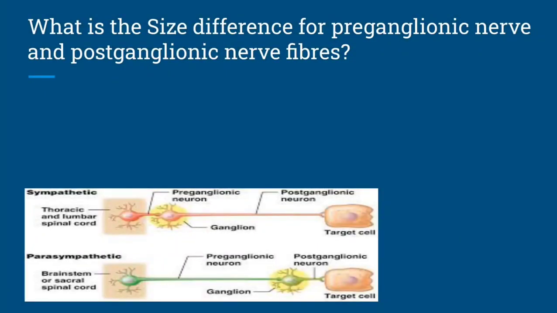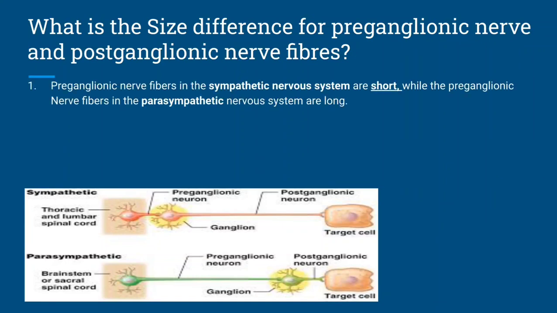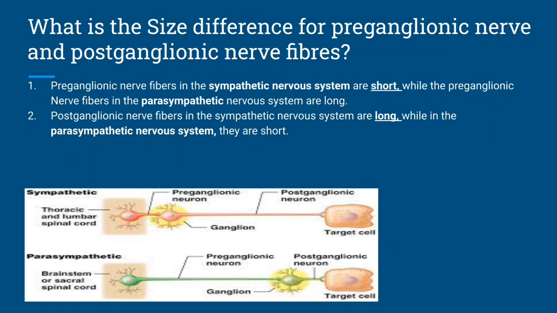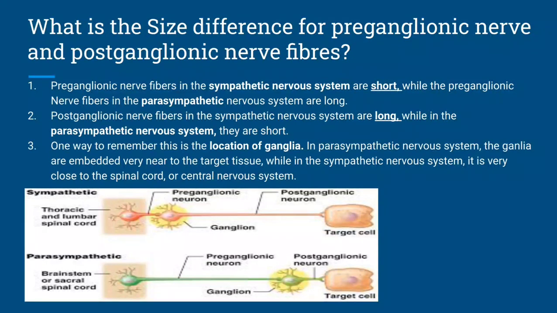So what is the size difference for the preganglionic nerve fiber and the postganglionic nerve fiber? You look at the diagram below. You see the nerve fibers for the sympathetic nervous system, and you also see the nerve fibers for the parasympathetic nervous system. The preganglionic nerve fiber in the sympathetic nervous system is going to be short, while the preganglionic nerve fiber in the parasympathetic nervous system is going to be long. How about the postganglionic nerve fiber? In the sympathetic nervous system, the postganglionic nerve fiber is going to be long, while in the parasympathetic nervous system, the postganglionic nerve fiber is going to be short.